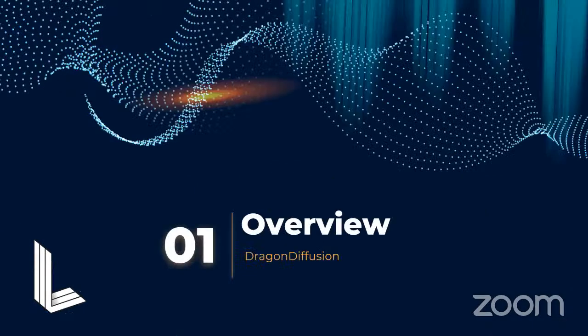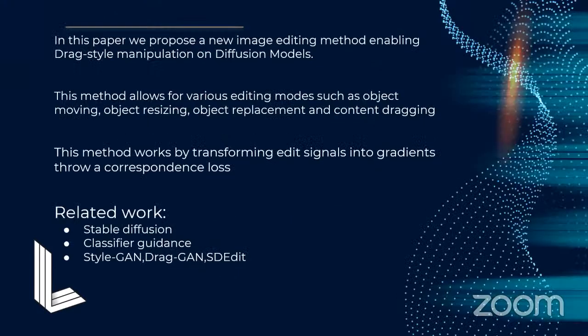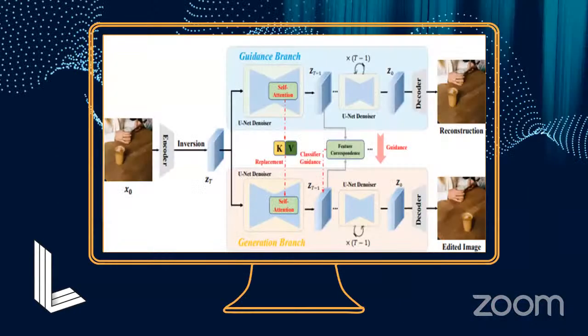As I told you earlier, this is a new image editing model allowing drag style manipulation on diffusion models. This method is more flexible, as using this one can edit in various modes like moving, object resizing, etc. There are also some existing state of the art methods like StyleGAN, which uses generative AI for image editing.